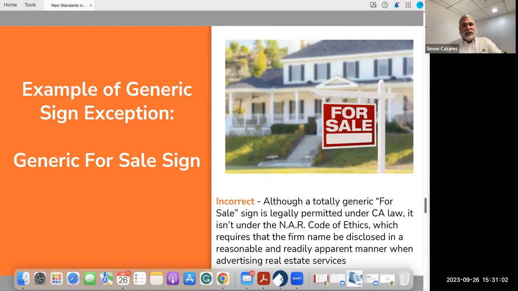Incorrect. Although a totally generic for sale sign is legally permitted under California law, it isn't under the NAR Code of Ethics. So this is what I'm saying, the spirit of the compliance and the black and white. The NAR obviously says otherwise, that no, you're not in compliance, okay? And if someone wanted to file a complaint because of your generic signs, they can't, because this doesn't say you're a licensed real estate agent, and it doesn't look well either, right? Conduct yourself as a professional, in my opinion.